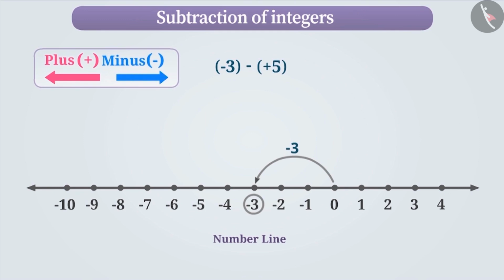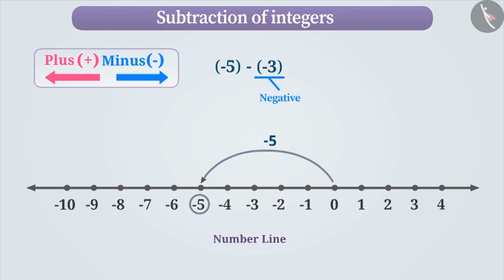In order to subtract, mark -3 on the number line, which is 3 steps towards the left of 0. Now, since we need to subtract the positive integer +5, we move 5 steps towards the left side of -3, thus reaching -8. Similarly, if we have to find the value of -5 minus -3, mark -5 on the number line, which is 5 steps towards the left of 0. Since we need to subtract the negative integer -3, we move 3 steps towards the right side of -5. Thus, we reach -2, which is the result of -5 minus -3.